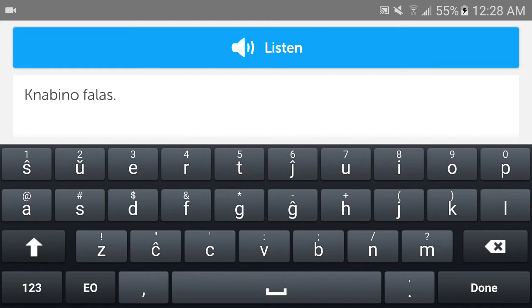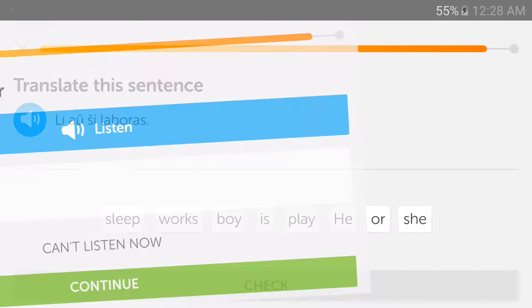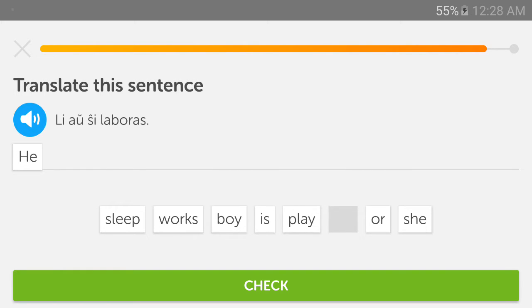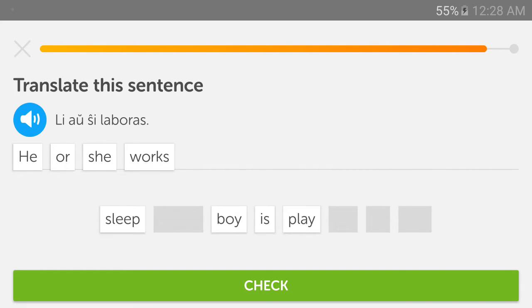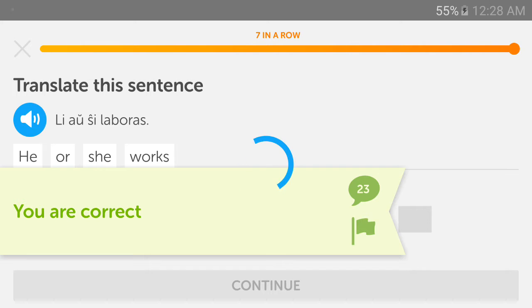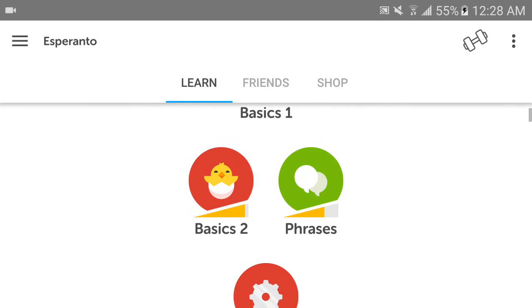Just repeat what I heard. A girl falls. Bam. Li aŭ ŝi laboras. He or she works. This is right. There you go. See? Boom. I got 10 XP, experience points, all for my practice. I got a streak so far, though. I need 20 more experience points to complete today's practice.